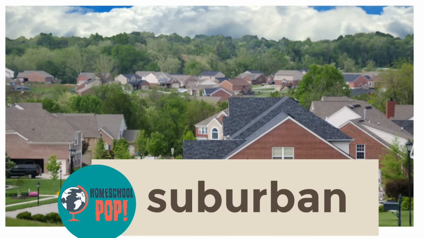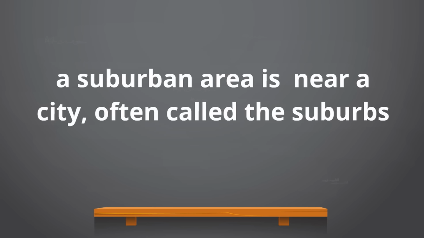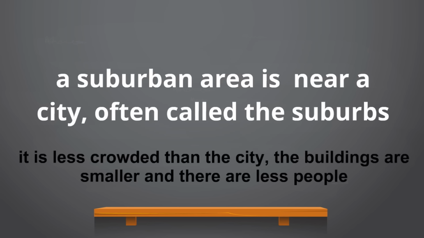Here's our final picture of a suburban area. You can look and see it's not as crowded as the urban areas. This is a suburban area, just a little more space, a little more quiet. To summarize, a suburban area is near a city and it's often called the suburbs. It is less crowded than the city, the buildings are smaller, and there are less people than are in the urban areas.